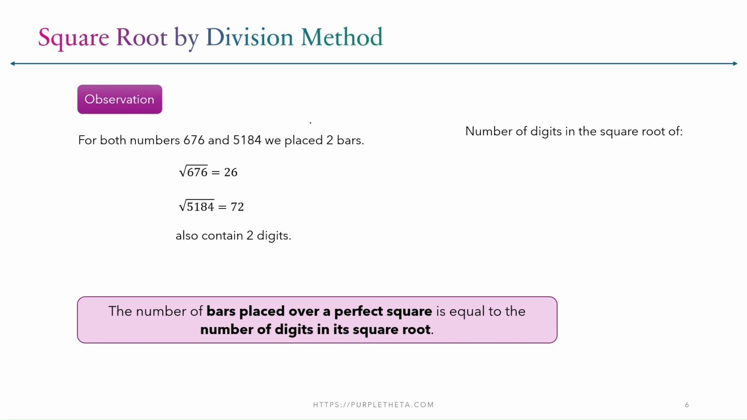Now it's your turn. Can you tell how many digits the square root of 16,900 will have? First, place the bars over the numbers. You will get 3 bars, right? Therefore, the square root of 16,900 will have 3 digits.